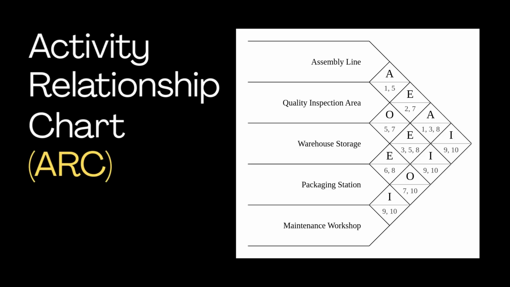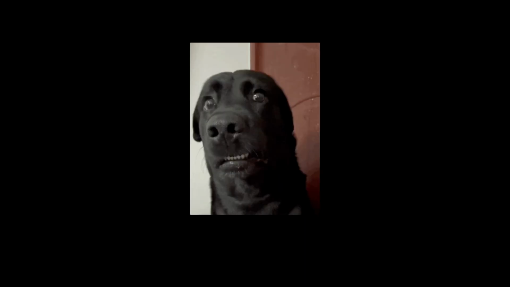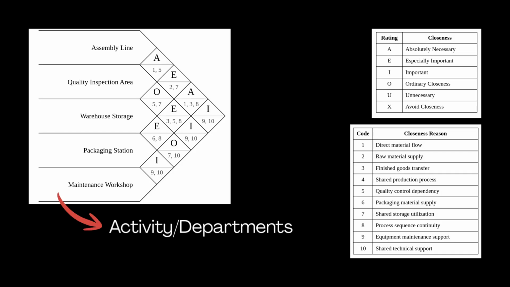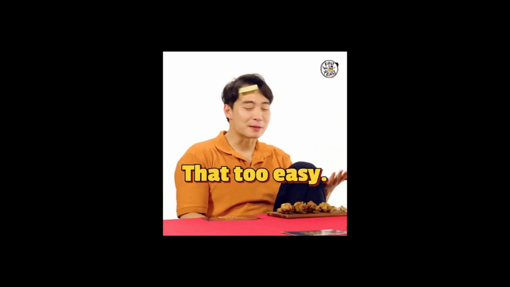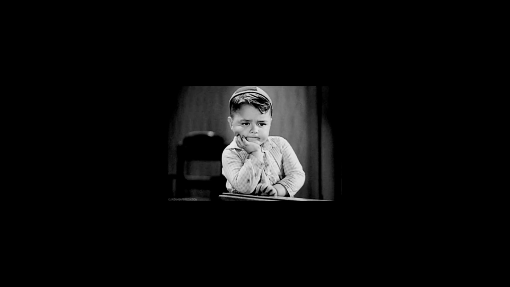Making an activity relationship chart is actually easy. The concept is simple. You list your departments, you evaluate how closely they should be located, you assign closeness ratings, you give reasons. That's it. There's nothing conceptually complicated about ARC. So, why does it feel hard? Because it's not intellectually hard, it's mechanically exhausting.